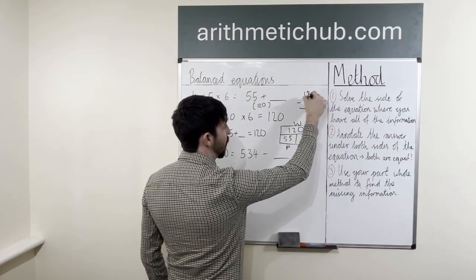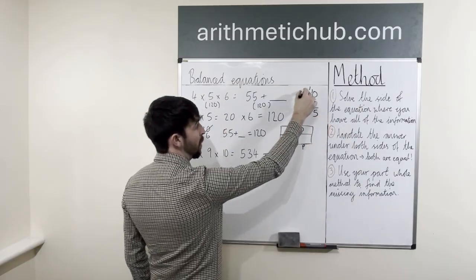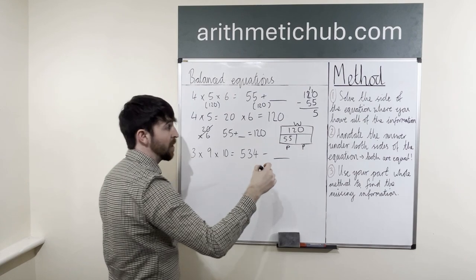0 take away 5 I can't do, so I need to exchange. 10 take away 5 is going to give me 5. 1 take away 5 I can't do, so I'm going to need to exchange.